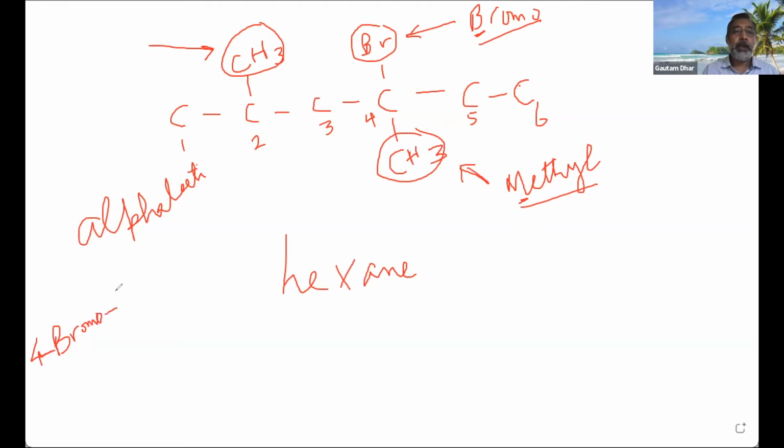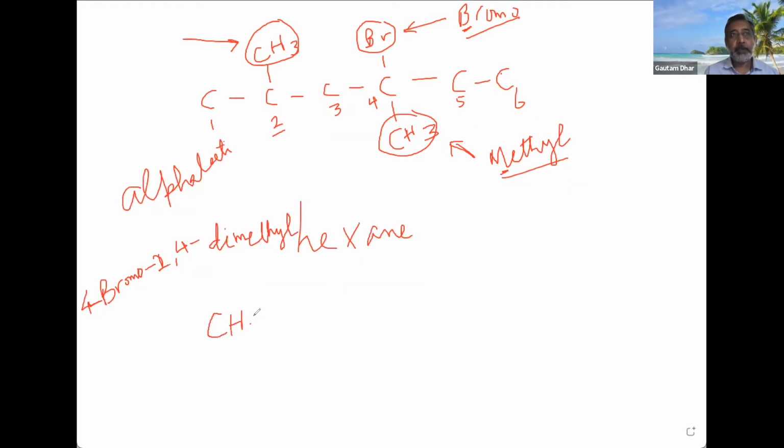And then what is that number? 2 and 4. So 2,4. Now, we don't write methyl twice, so we write dimethyl, and then one word. They are like one word, dimethylhexane. So 4-bromo-2,4-dimethylhexane. You are naming this one.